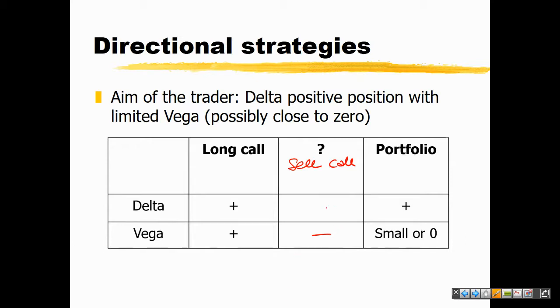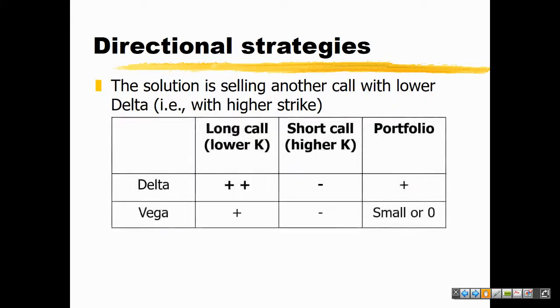Because if you sell a call option, then you're going to be delta negative. That's correct. So the trick is making sure that you buy a call option with a higher delta and you sell a call option with a lower delta. In this way, overall delta is going to be positive, and still you can balance your Vega. Let me show how this works.